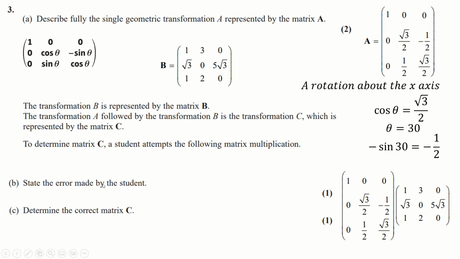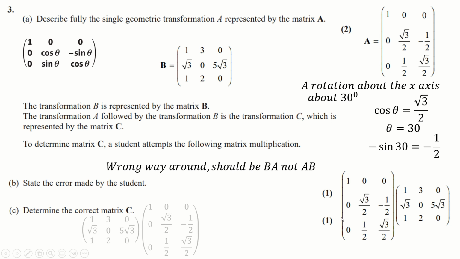Anyway, state the error made by the student when they're multiplying. Oh, sorry. So A is followed by B. Well, if A is followed by B, A came first, which means if you're timesing by some coordinate, you should be doing that coordinate A to the left of it and then B to the left of that. So it should be BA, not AB, because the coordinate goes here and you apply A first and then you apply B. So it works outwards, not inwards like this. So yeah, they're going the wrong way around. To determine the correct matrix C, so we just flip those over. This is a calculator.